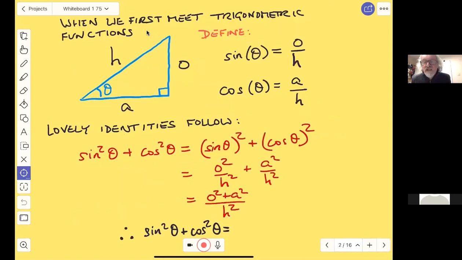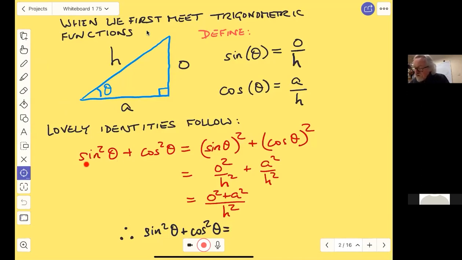So let's start off with something that you've met a long time ago. When you first meet trigonometric functions, you have a right angle triangle, and there's an angle, which I'm calling theta, the side opposite, the adjacent side, and the hypotenuse. And you're told to define the trigonometric functions sine and cosine in this way. Sine of theta is opposite over hypotenuse, cos of theta is adjacent over hypotenuse. And from these definitions, lovely identities follow.